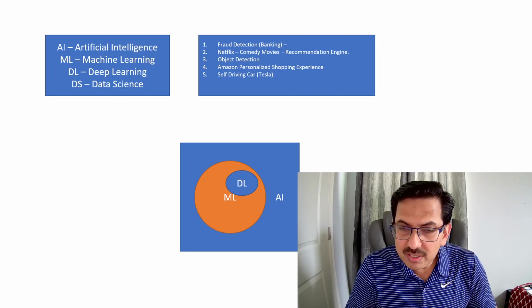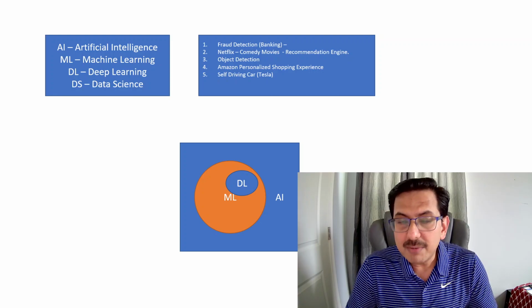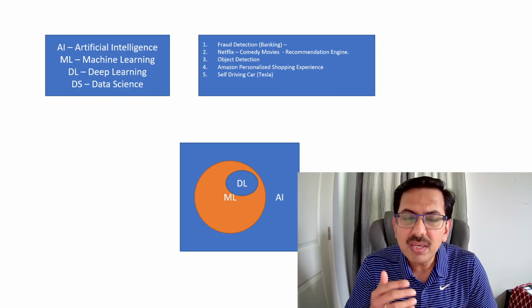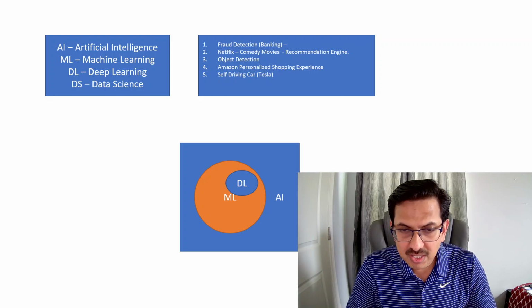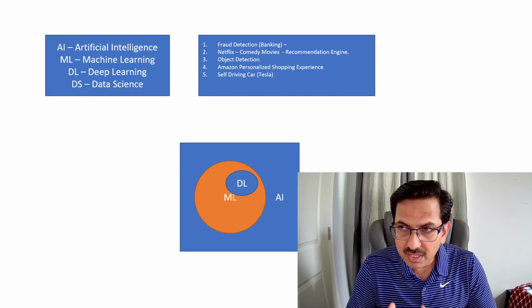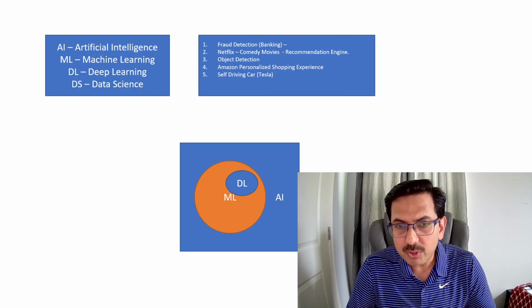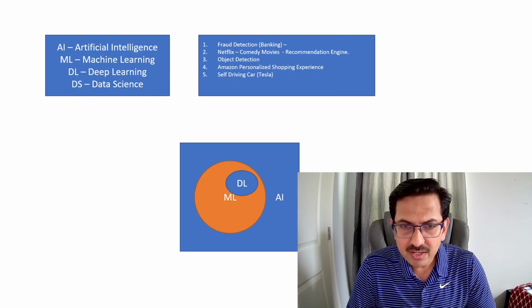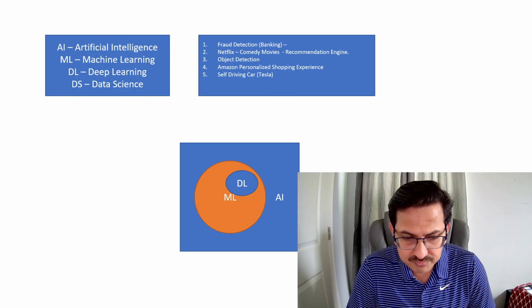Within machine learning, there is another subset, which is deep learning. Deep learning is where you're basically mimicking the human brain and the machine is taking decisions. Here the multi-layer neural network comes into the picture. We'll go through all these things in detail, but just understand the overall picture, how things are.